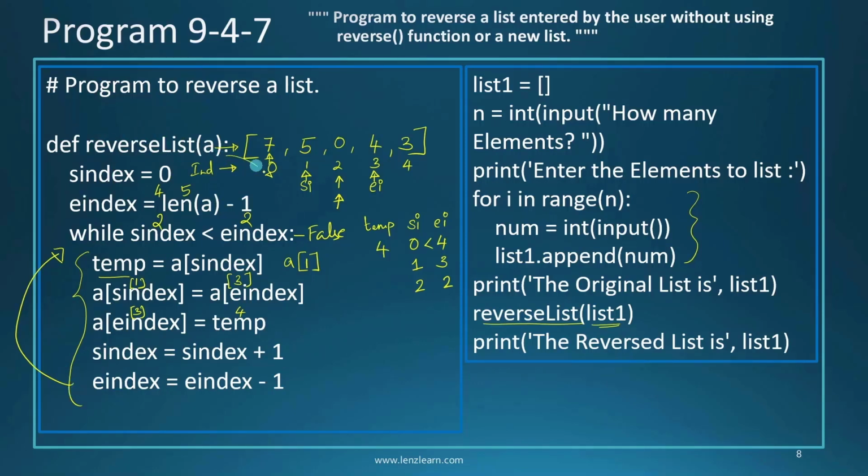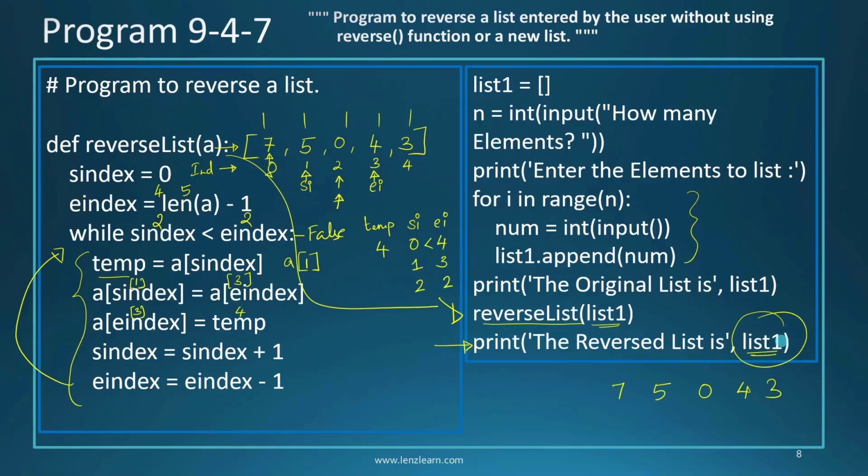Now the control will go back to the function call. Now we have one more statement in the main program, and there you will print the reverse list is list1. So here you cannot use variable a because variable a has scope only inside this function. But if you print list1, you will see list1 has value 75043 because this a and list1 was referring to the same list which was stored inside the memory.